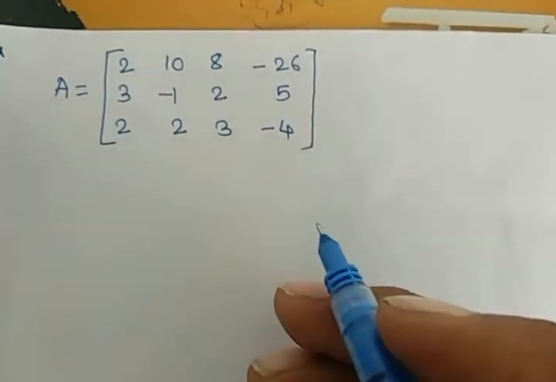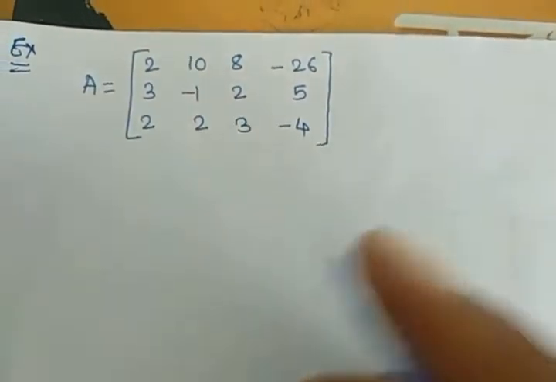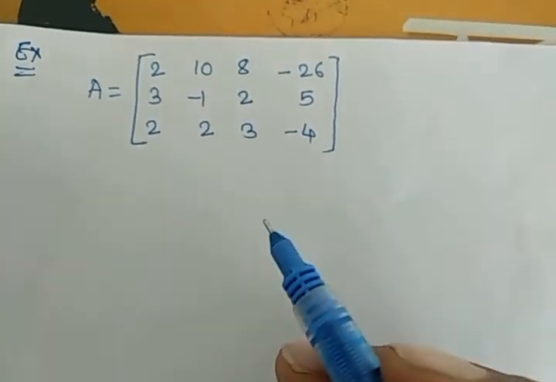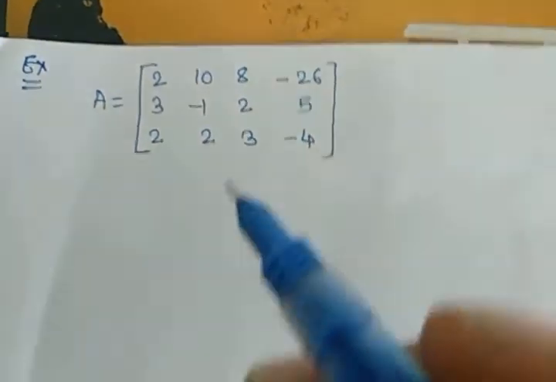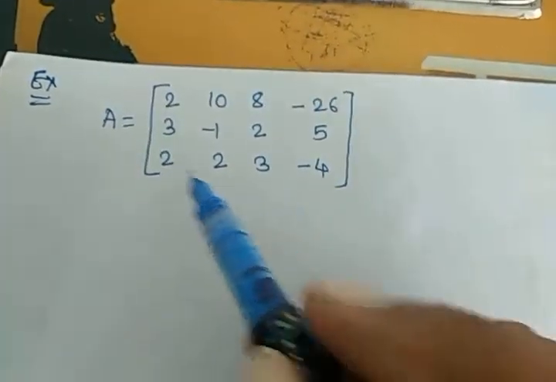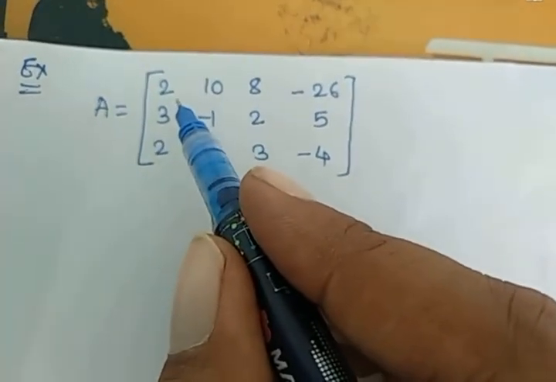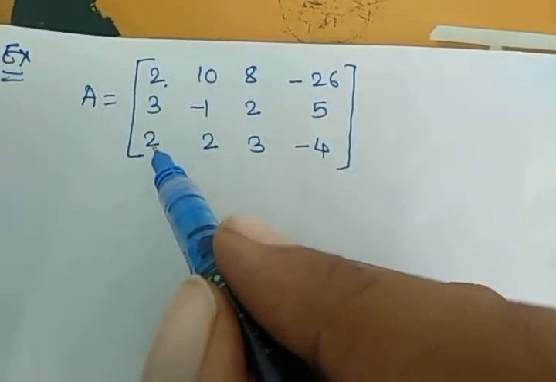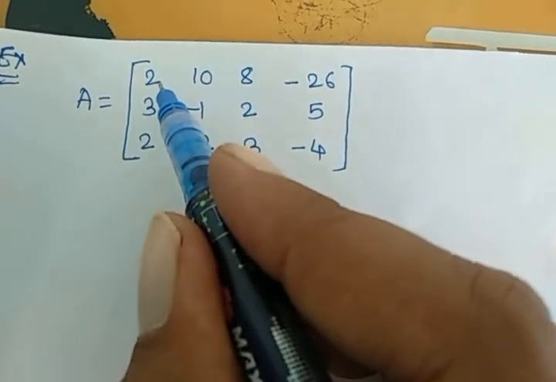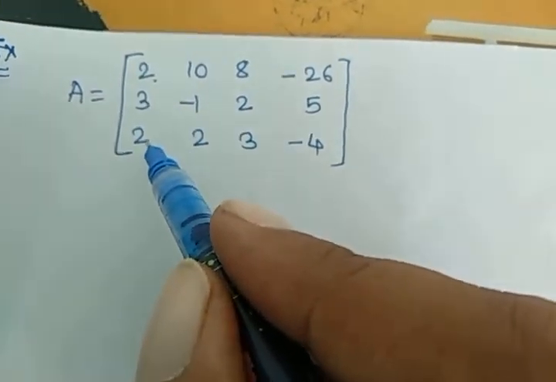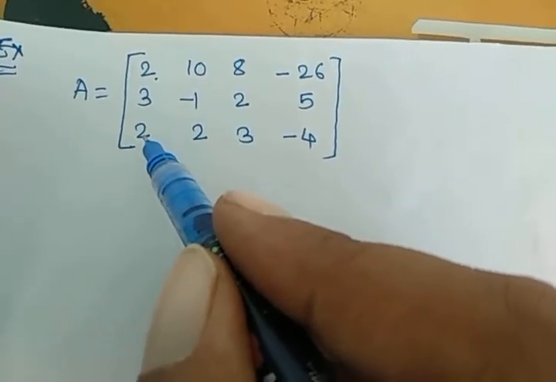Now see the next example. We have to convert this to row echelon form. We have to reduce it. Okay, now here in this matrix, it is 2 in A11 position, here it is 3 in A21 position, it is 2 again in A31 position.